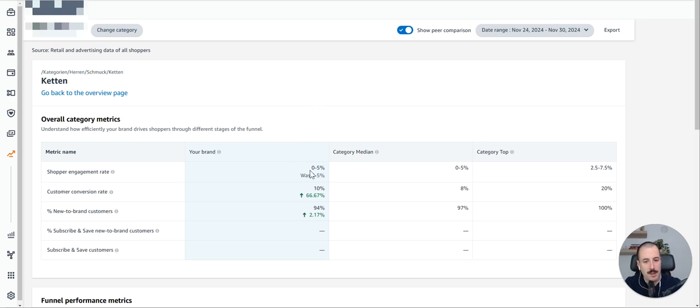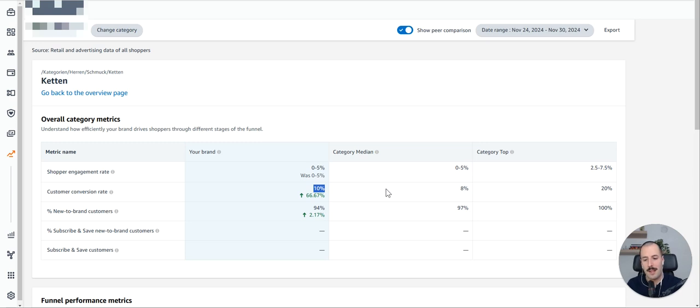Our brand is between 0 and 5. It's the same as it was in the previous week. Since we are viewing the weekly range, it is comparing to the week before that. We can see the category median is the same and the category top is above that. My favorite metric to look at here is customer conversion rate. This gives you your brand conversion rate compared to your category median and category top, and this is crucial.